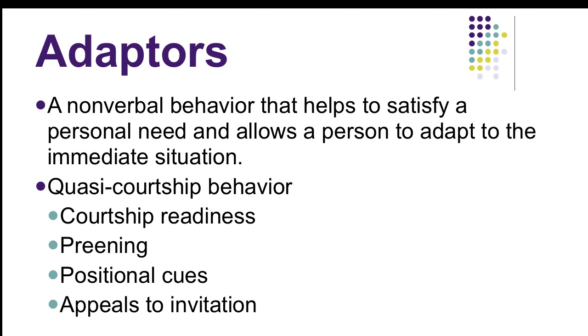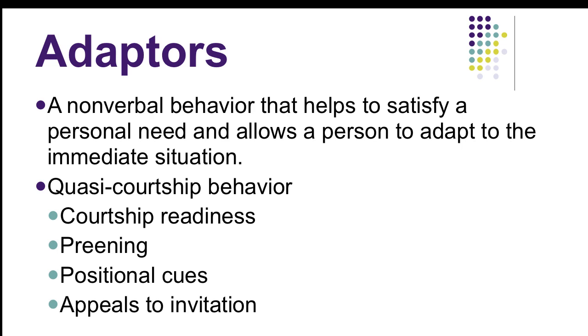Quasi-courtship behavior are nonverbal cues exhibited both consciously and unconsciously when we are attracted to someone. The first stage of quasi-courtship behavior is courtship readiness. The second stage includes preening behaviors. Preening behaviors might include combing our hair, applying makeup, straightening a tie, double-checking our appearance in the mirror.